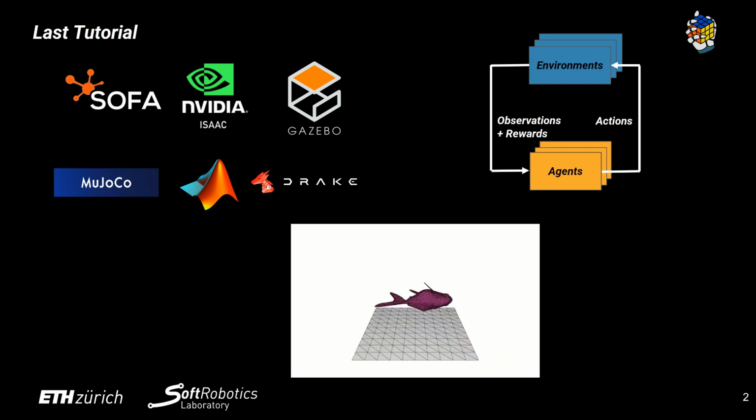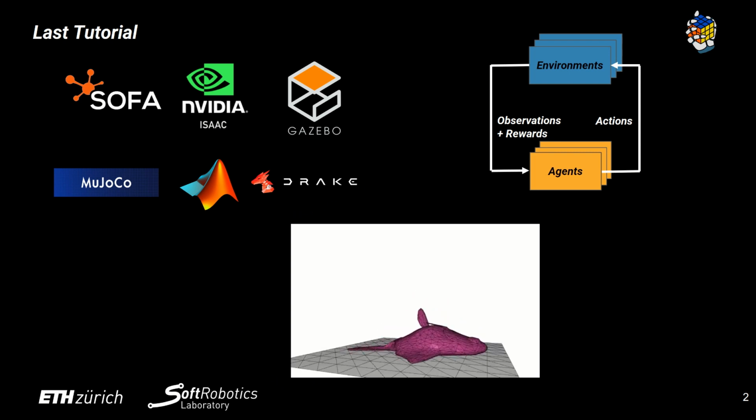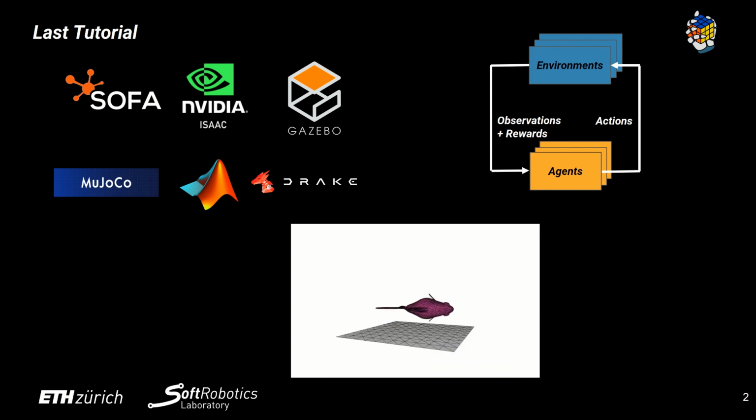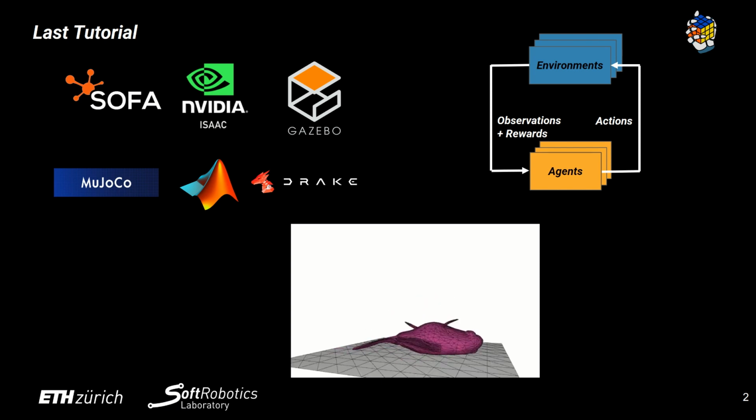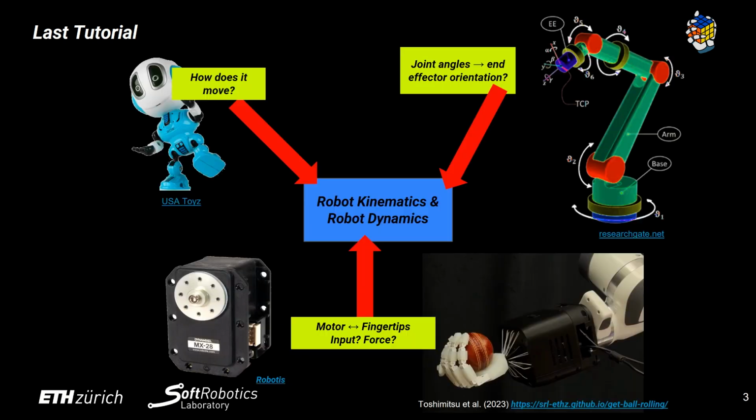Let's first have a recap of what we learned in the last tutorial. You were introduced to different simulation tools and platforms. You have learned how to define the environment, put your specific robot design into this environment, and then model the softness in the simulation. But some important elements are actually missing.